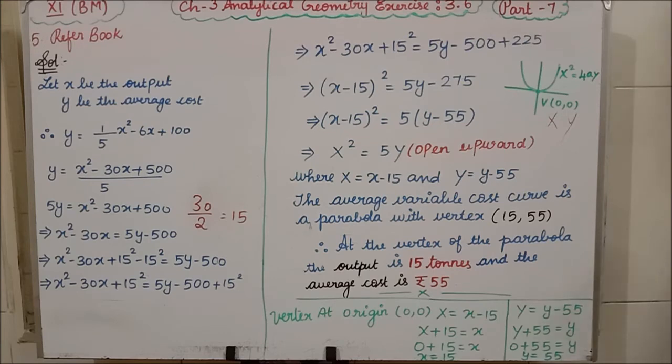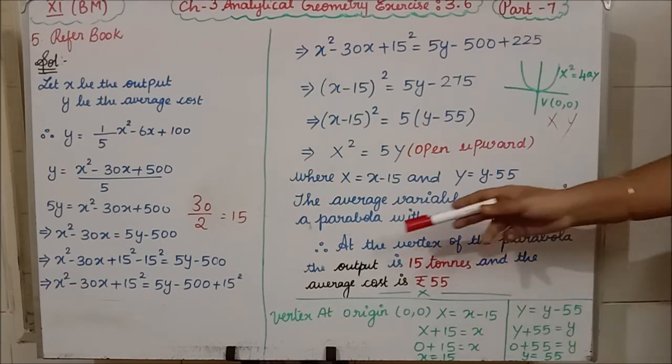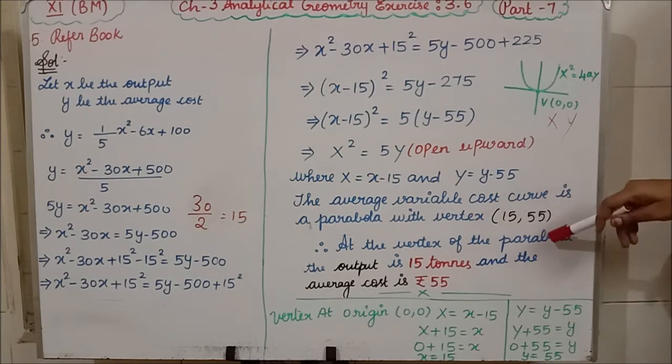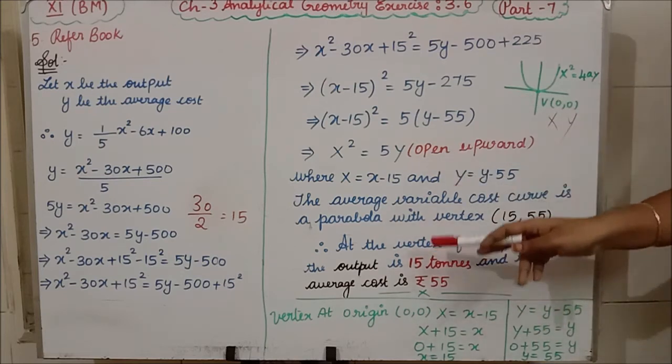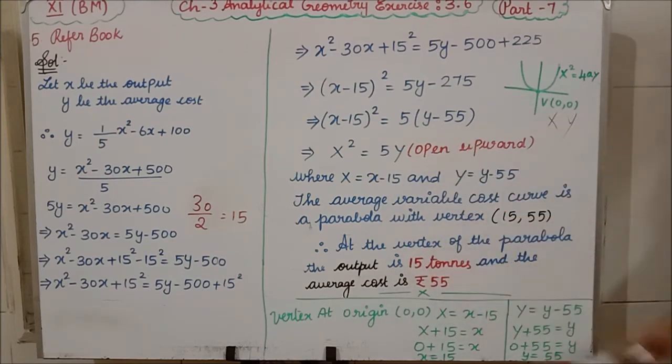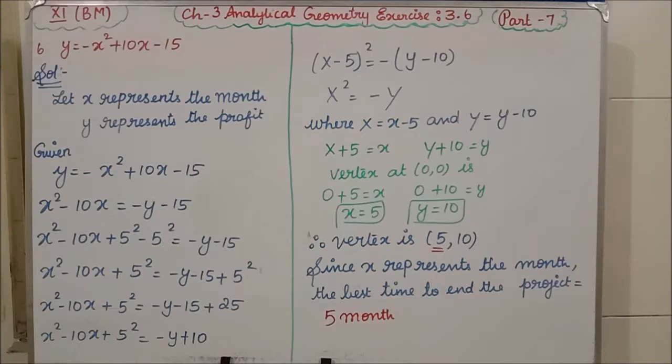They were asking whether that value is forming a parabola, and they were also asking what is the output and average cost in the question. We have found output is 15 tons and the average cost is rupees 55. Students, all of you clear this fifth question? Next, we'll see the sixth question.